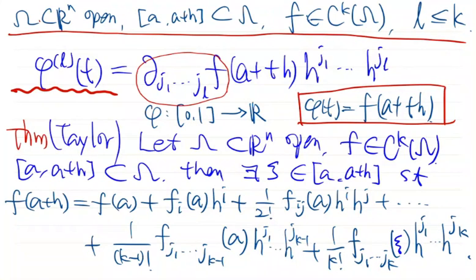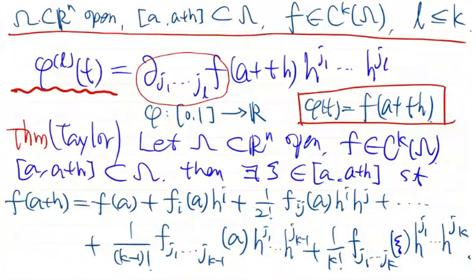So in the expression of phi l t, we can also use, for example, f j1 jl. Then it will look much better. Now we prove the theorem. So this is our omega. This is a plus h.